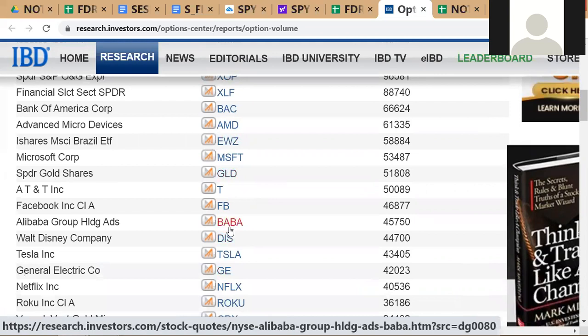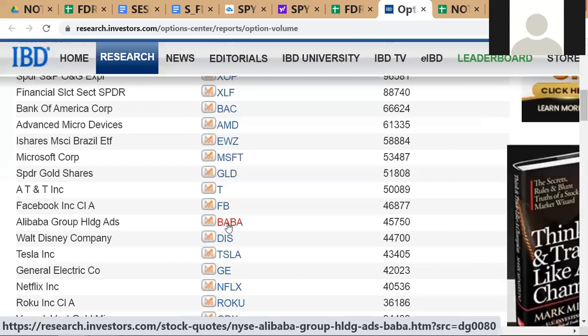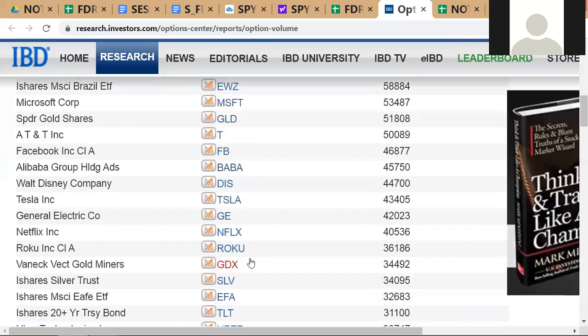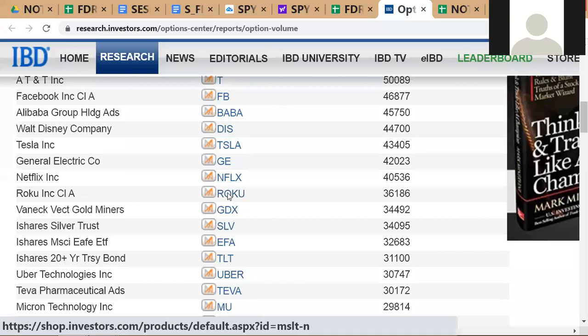So I've included Alibaba. I left out Alibaba because its business is mainly in China, and a lot of Alibaba news will come out in Chinese time. I don't want that kind of stock in my portfolio. So I've left out Chinese companies, Japanese companies, Disney, Tesla, General Electric, Netflix, Roku. Roku's customer base is largely in North America. Okay, they have some in Europe as well, but there's a lot of money coming from North America.